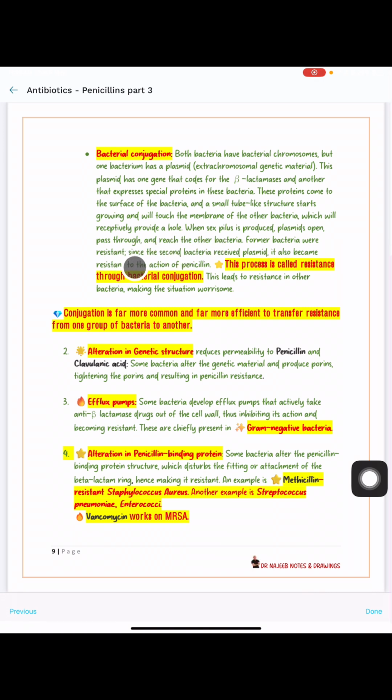The former bacteria were resistant. Since the second bacteria received the plasmid, it also became resistant to the action of penicillin. This process is called resistance through bacterial conjugation. This leads to resistance in other bacteria, making the situation worrisome. Conjugation is far more common and far more efficient to transfer resistance from one group of bacteria to another.